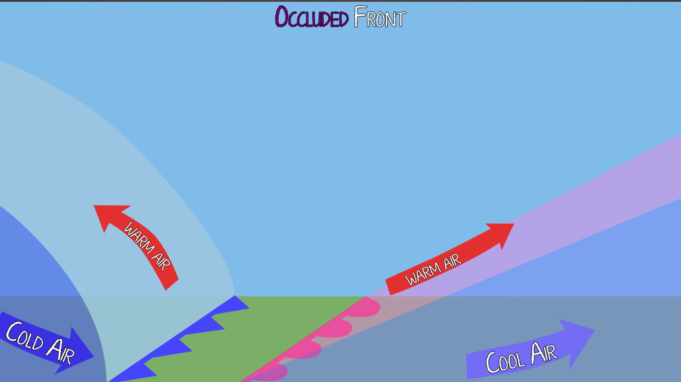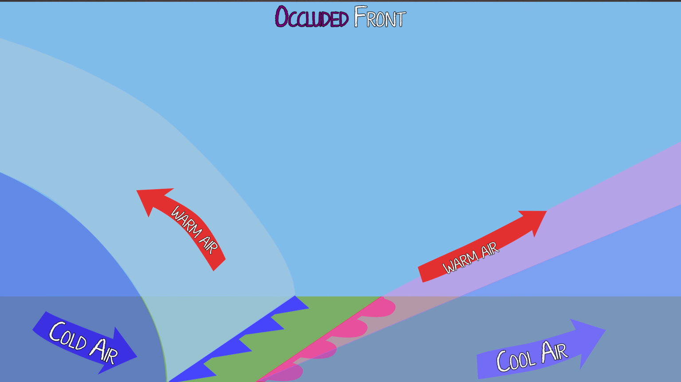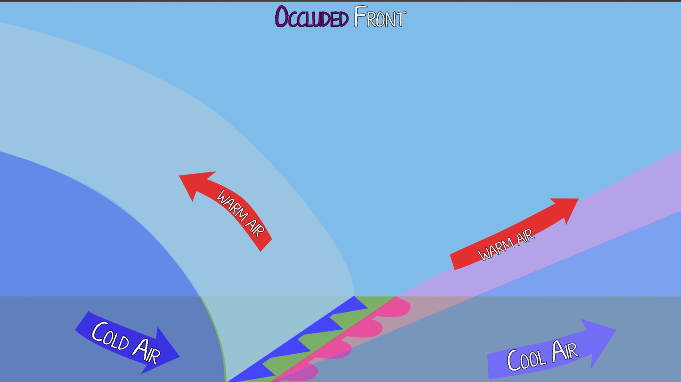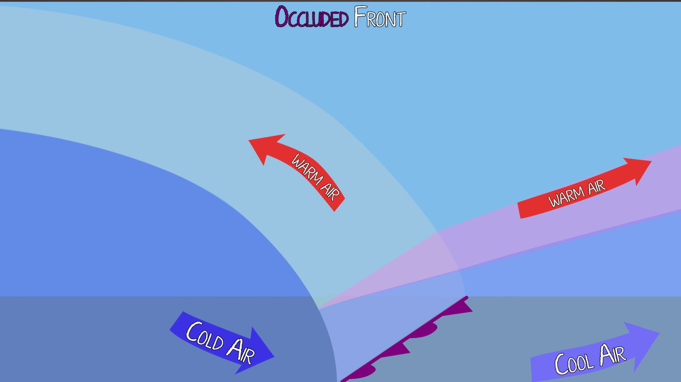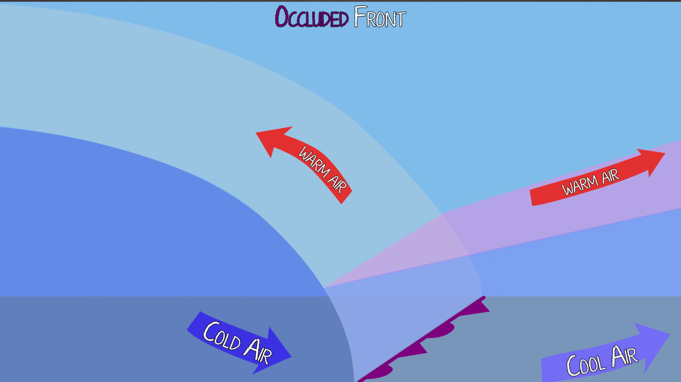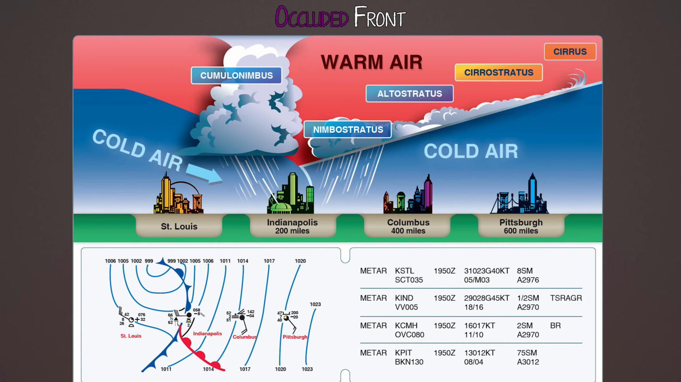Finally, an occluded front happens when there's a faster cold front catching up to a slow warm front. And it's a little bit complicated because you have cool air being replaced by warm air that is then being replaced by the coldest of the three. And so the weather here is a little bit of a mixture of everything, depending on where you happen to be in those fronts.